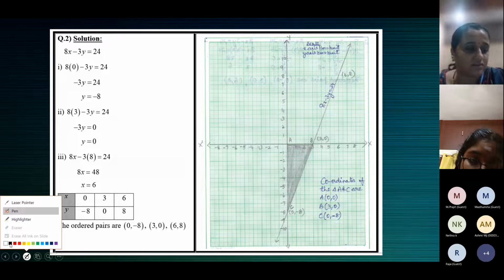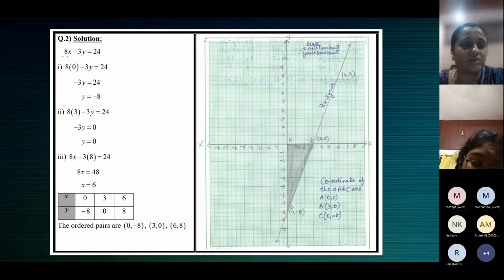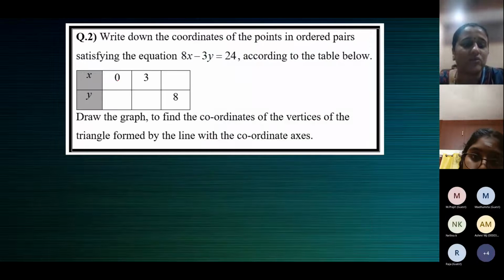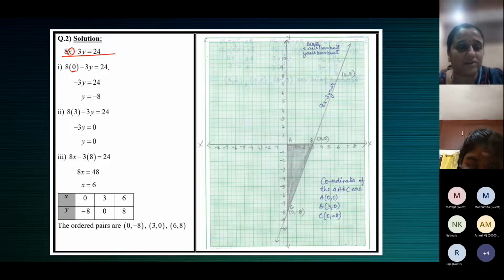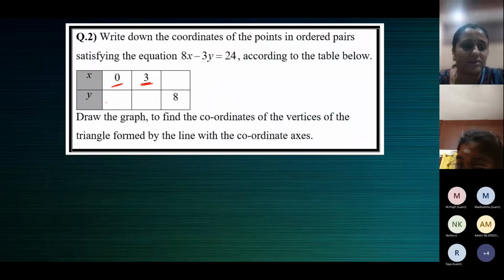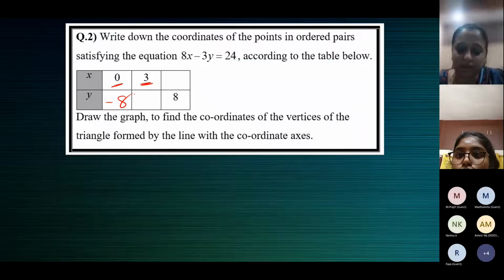So this is the equation: 8x minus 3y is equal to 24. We'll find the values of y when x is 0 and when x is 3. So when x is 0, 8 into 0 minus 3y is equal to 24. When you solve this, you find y is equal to minus 8. So when x is 0, y is minus 8.